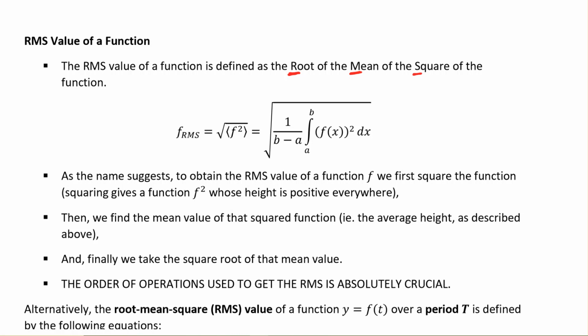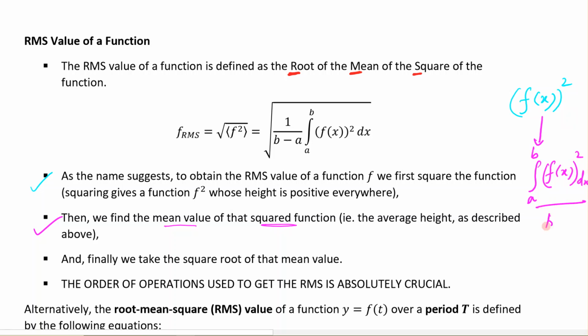So we start from the square. First we start with squaring a function. Then we're going to find the mean value of the squared function. So the mean of the squared function would be the integral from a to b of f of x, the square of this thing, divided by b minus a. That's what we learned in the previous video: what is the average of a function?